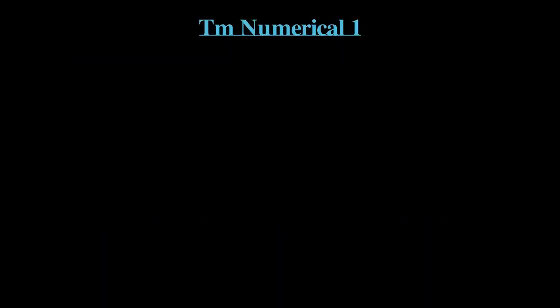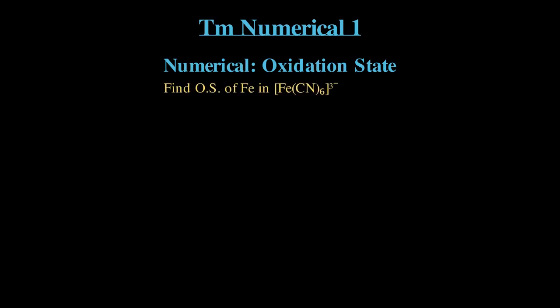Before we move on, let's solve a very common numerical problem. The question is, find the oxidation state of iron in the complex [Fe(CN)6]3-. It's simple. First, let the oxidation state of the central metal, iron, be x. We know that each cyanide ligand, CN, has a charge of -1, and we have 6 of them. The overall charge is -3.